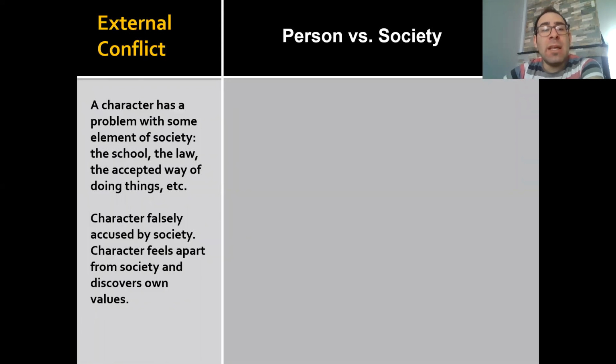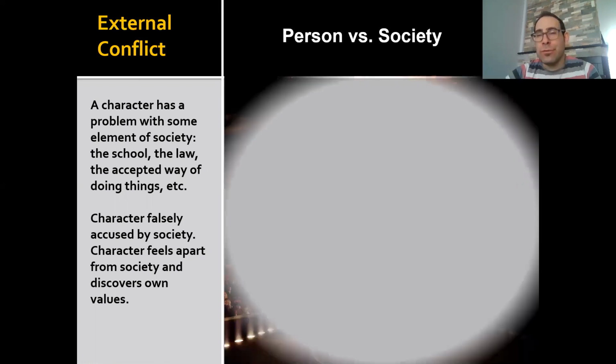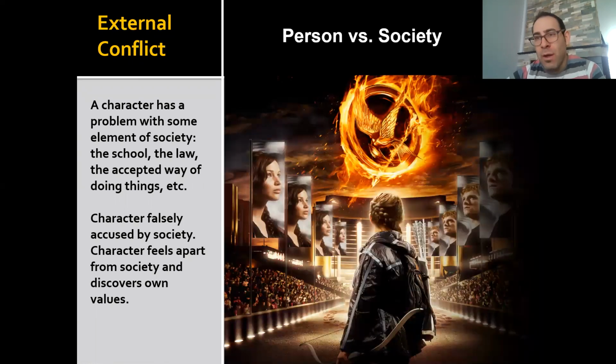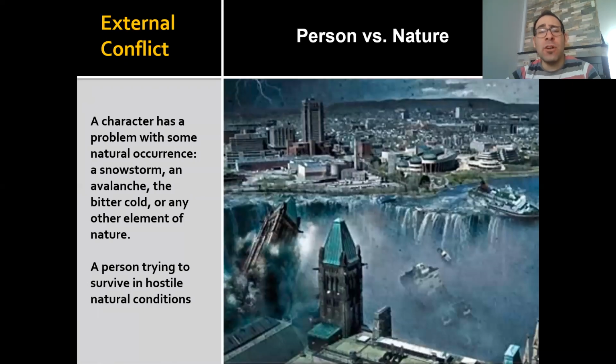Person versus society is usually when one person is either falsely accused of something, or he or she is running away from the government's standards and rules. So something as simple as the Hunger Games works really well. Person versus nature is anything involving natural disasters or occurrences, or it could be even animals. In some films, you could have a natural disaster with animals, and we just call that Sharknado, okay?